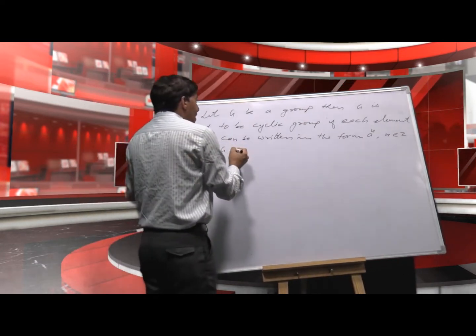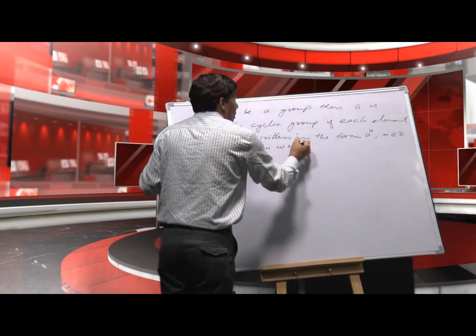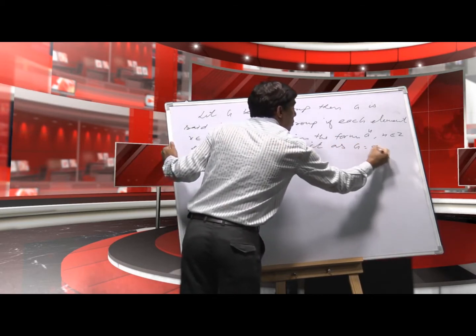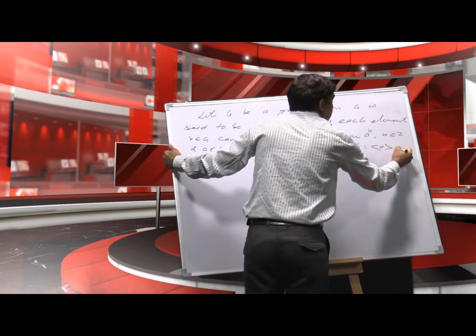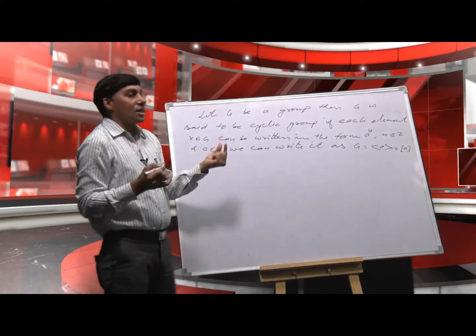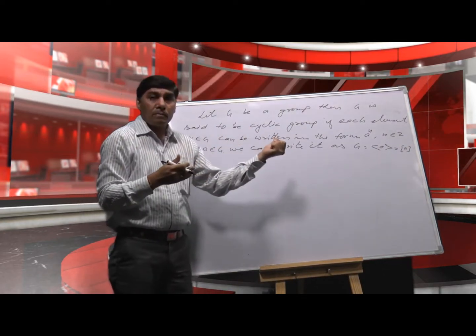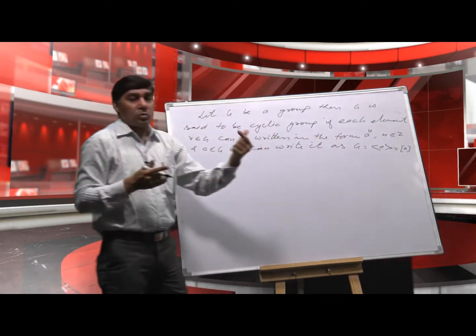We can also write it as G is equal to generated by a, or we can also write it like this, where a is the generator. That means a generates every element of G. A is the generator and G is cyclic group.